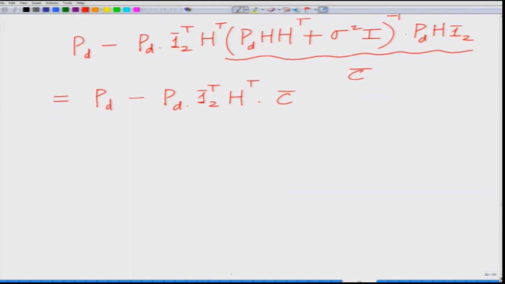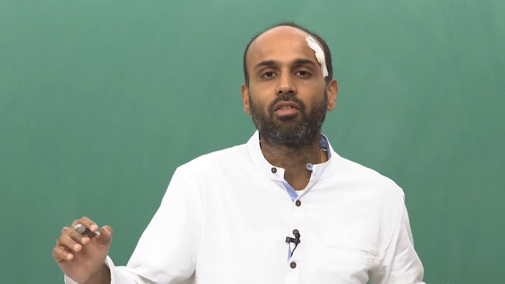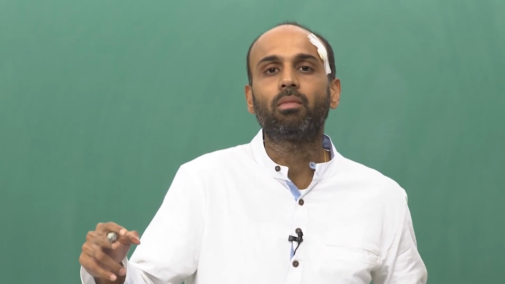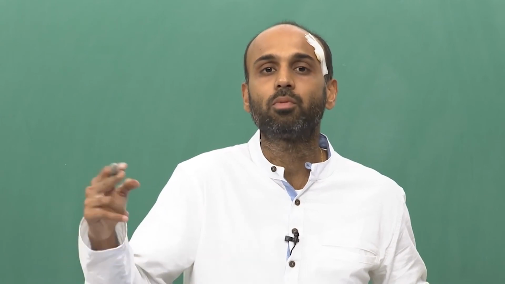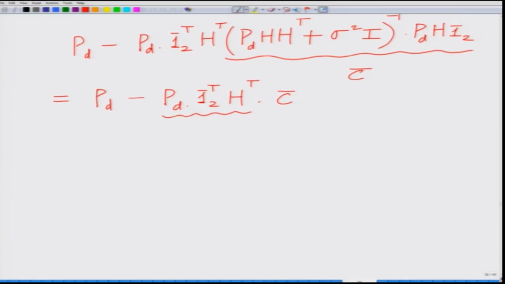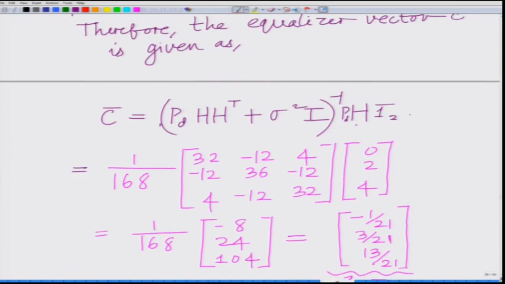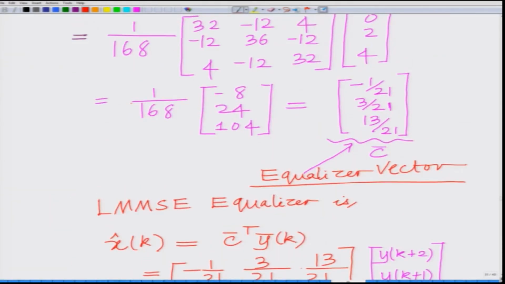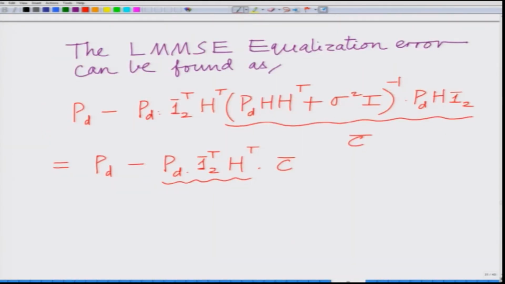both these quantities we have computed previously. We have computed PD 1 bar 2 transpose H transpose. In fact, we have computed the transpose, the column vector of this. We have computed PD into H into 1 bar 2. So, PD into 1 bar 2 transpose H transpose is nothing but the transpose of that quantity. All right. To remind you, this is basically your PD into H into 1 bar 2. So, PD into 1 bar 2 transpose H transpose is simply the transpose of that quantity. So, therefore, we know all these quantities.